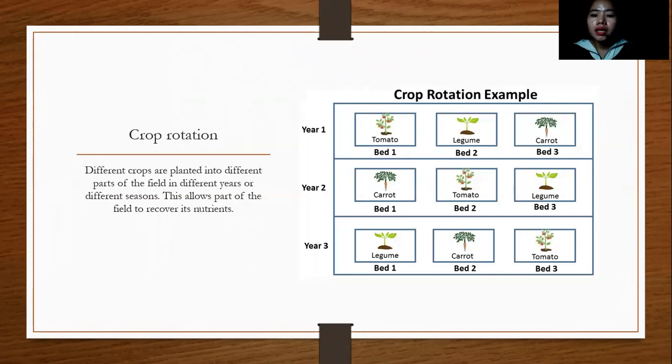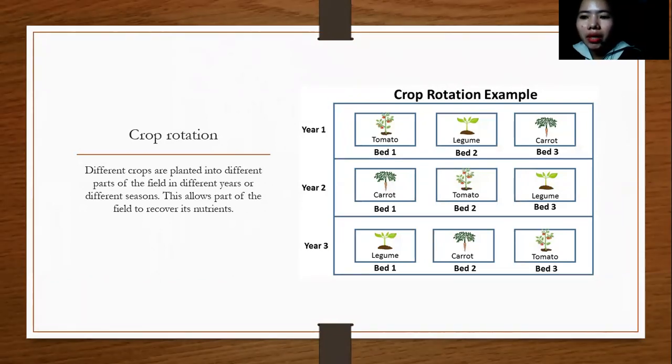So, first one is crop rotation. So, as you can see in the picture, kumbaga, sa bed 1, tomato, sa bed 2, legumes, and bed 3, carrot. So, pagka year 2, i-reshuffle na po sila. Kumbaga, exchange sila. So, different crops are planted into different part of the fields in different years or in different season. This allow part of the field to recover its nutrients para dili mahurot ang tanan nga nutrients nga naa sa isa ka soil. It is a good way to help the soil return to its original.